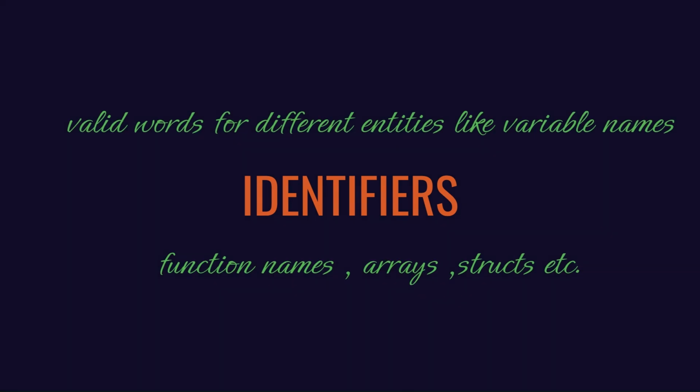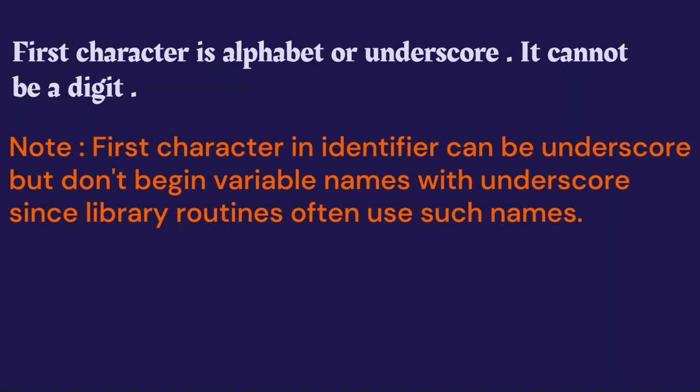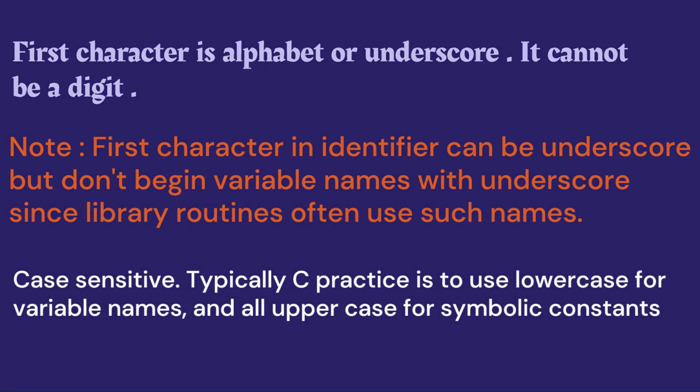One topic is left, which is identifiers. These are the names that you can give to different elements of a program, the words that are used for a variable name or function name. The first character in an identifier has to be an alphabet or an underscore. It cannot be a digit. So an identifier is basically the name that you give to different elements of the programming language. The valid words that you can give are called identifiers.